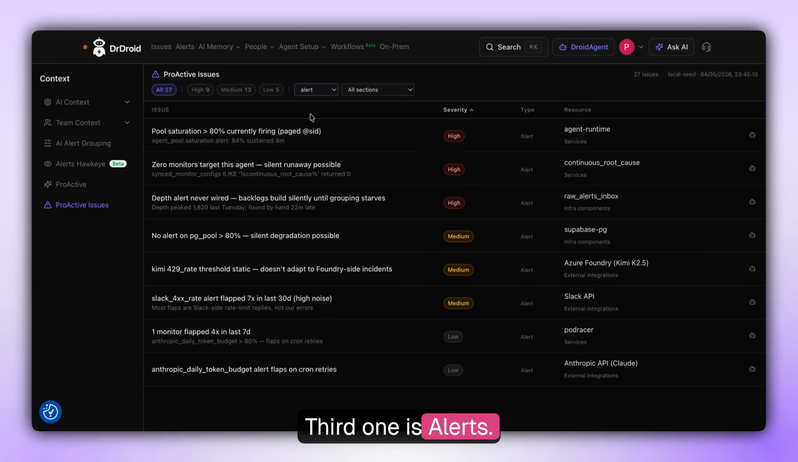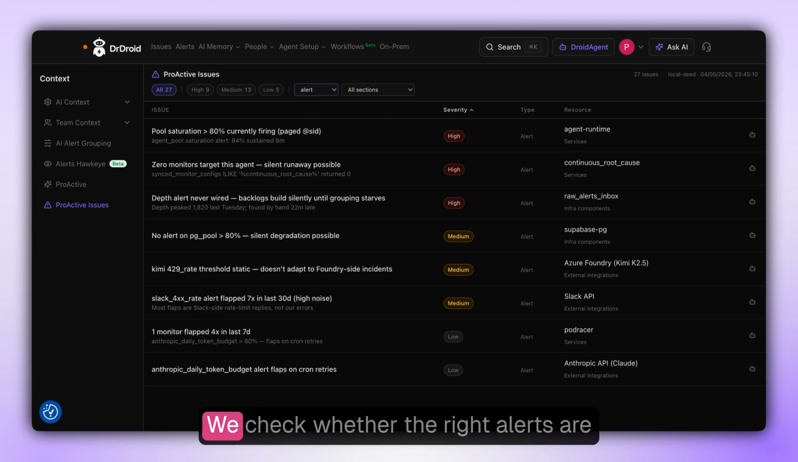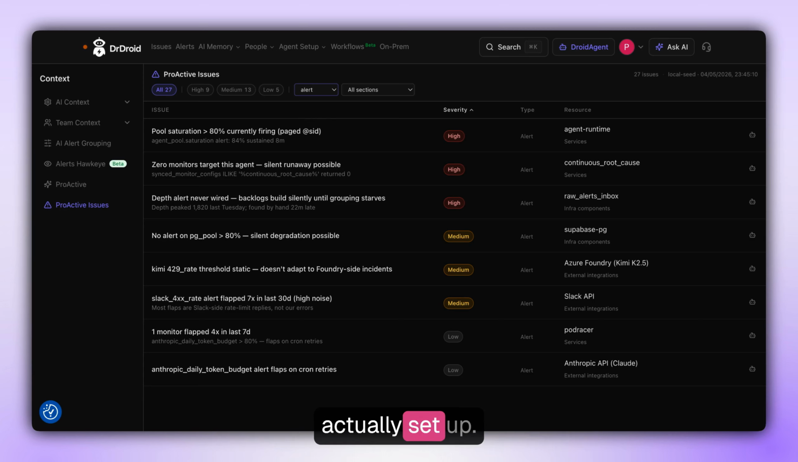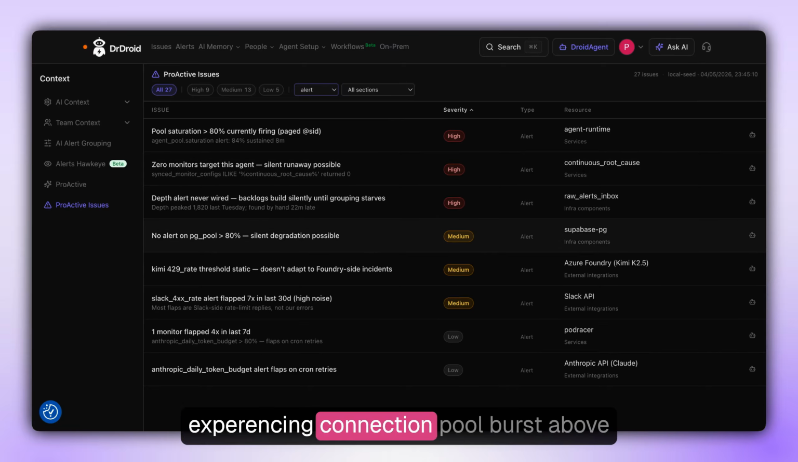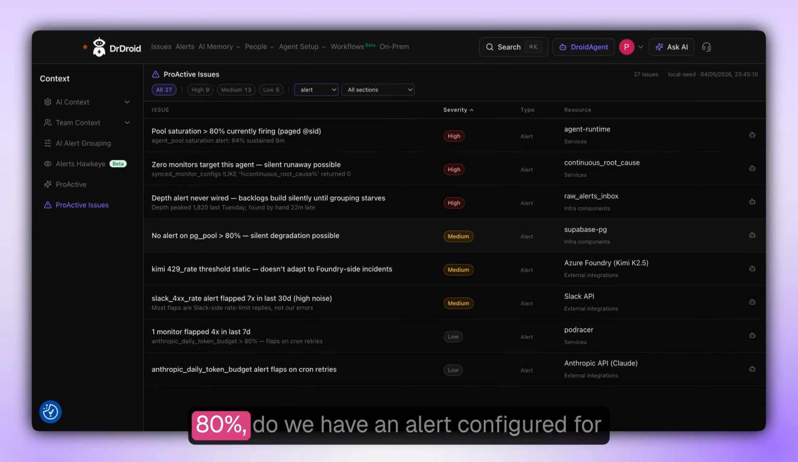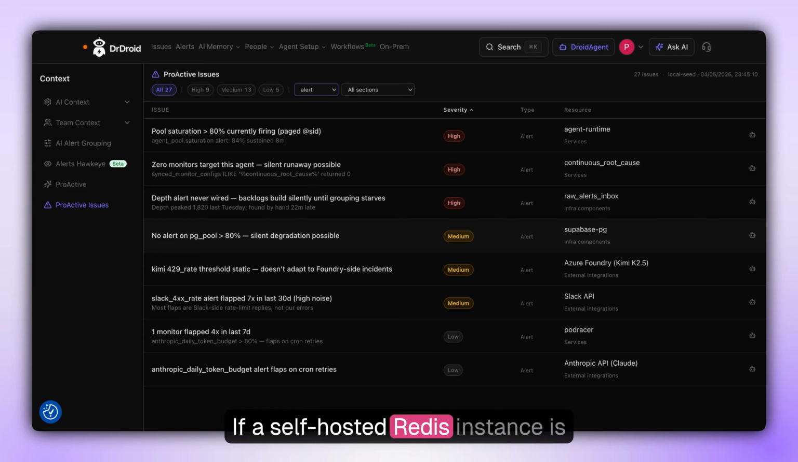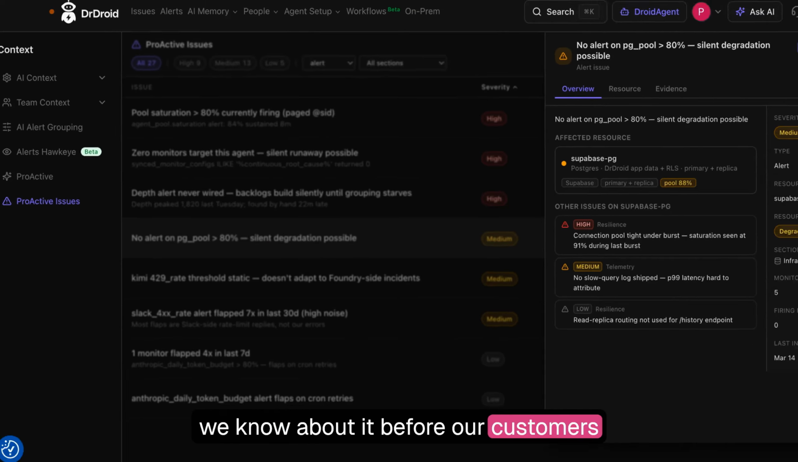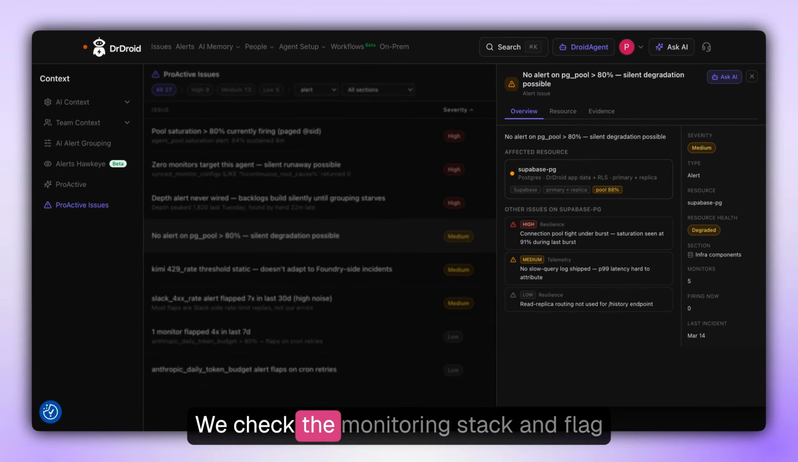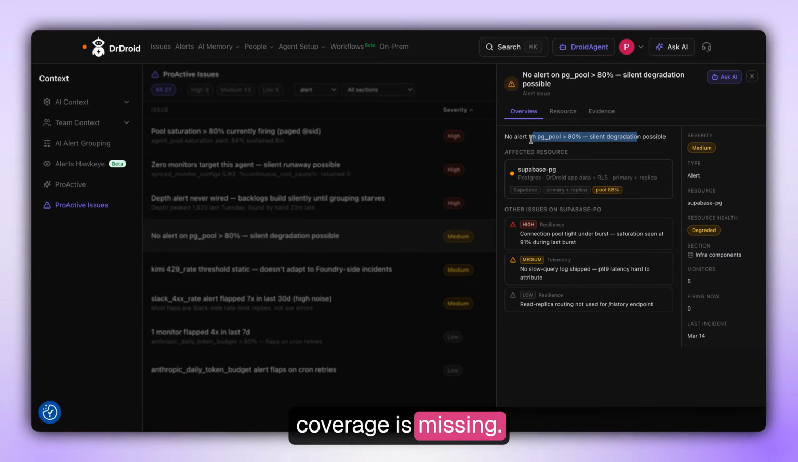Third one is alerts. It means making sure the right monitoring is in place. We check whether the right alerts are actually set up. For example, if a database service is experiencing connection pool burst above 80%, do we have an alert configured for that? If a self-hosted Redis instance is running out of file descriptors, will we know about it before our customers do? We check the monitoring stack and flag every component where critical alert coverage is missing.